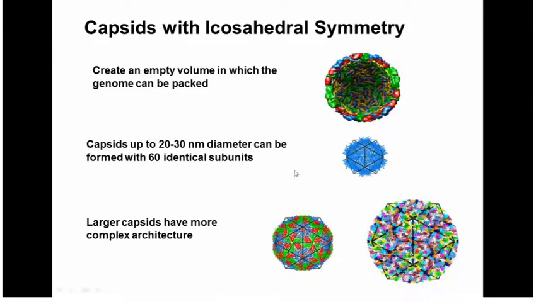Now, with this simple system, 60 copies of the same protein, you can only make pretty small capsids. However, if you add a few more proteins, then you can make icosahedral capsids that are bigger and bigger. And you can pack more and more DNA or RNA inside these capsids.